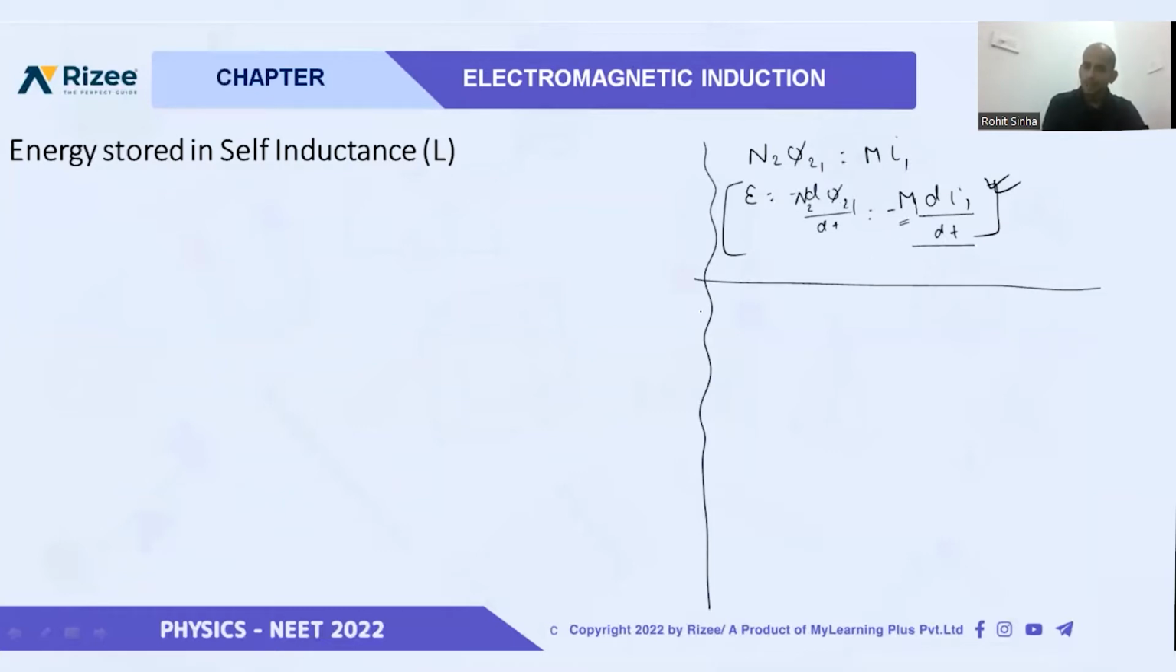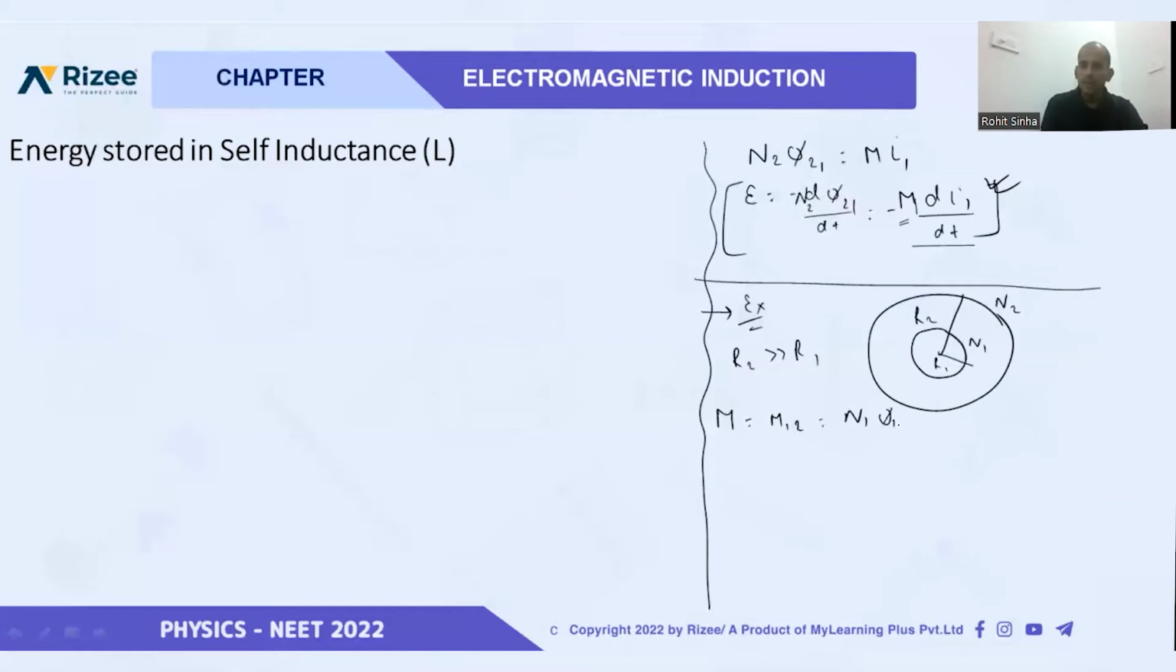Now I take one more example. Suppose we have two coils like this, having different radii. One has radius R1 and N1 turns, and the other coil has radius R2 and N2 turns. We assume R2 is very much greater than R1. We can say M is equal to M12, which is N1 φ12 by I2. That we know by formula.